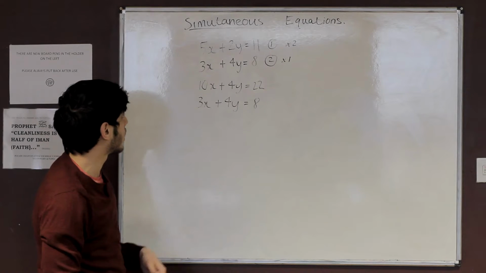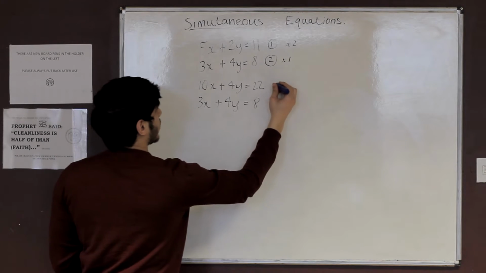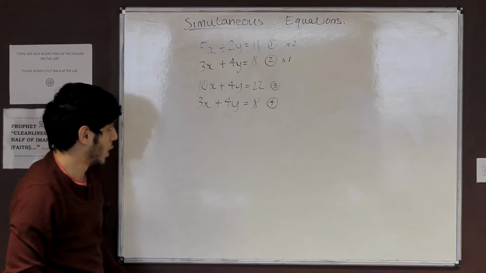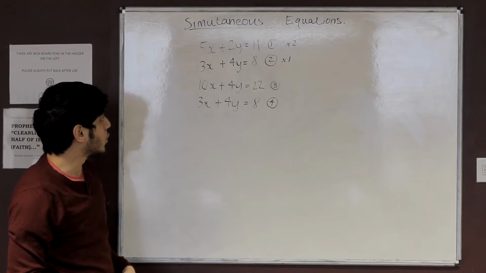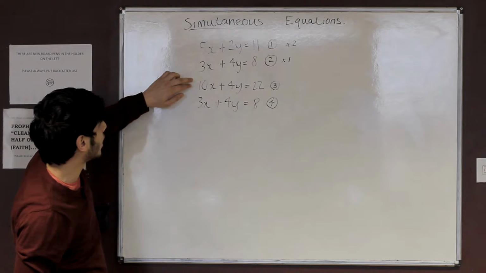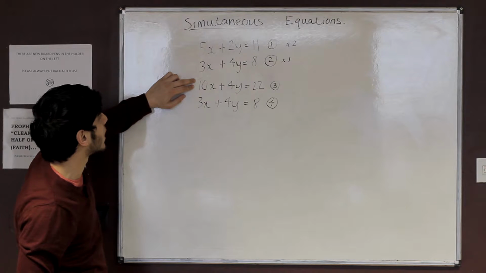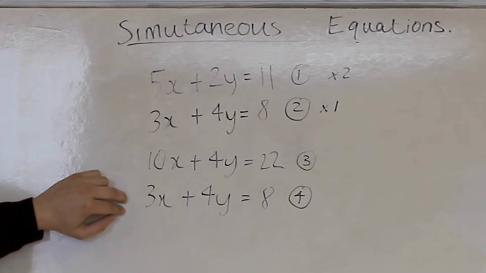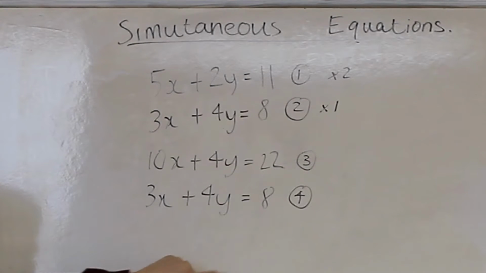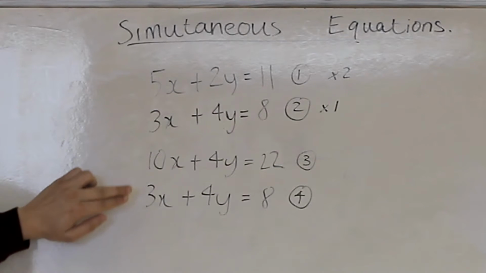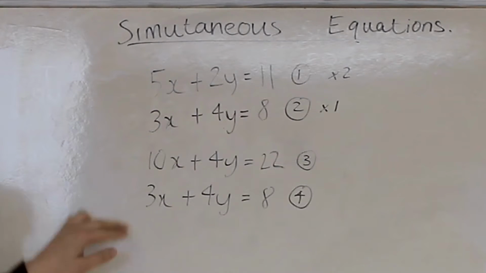We're going to number our new equations. So that's going to be our third equation, and this is our fourth equation. From this, we can see that the third equation has a larger set of numbers. For example, 10 is larger than 3 and 22 is larger than 8. So what we're going to do next is take our third equation, take away our fourth equation.